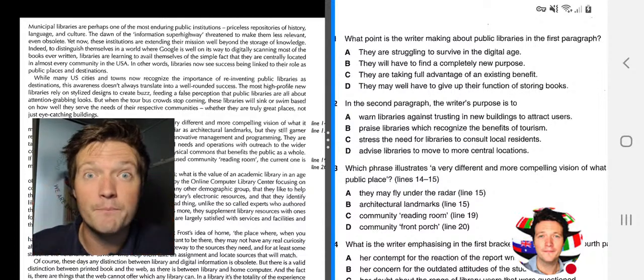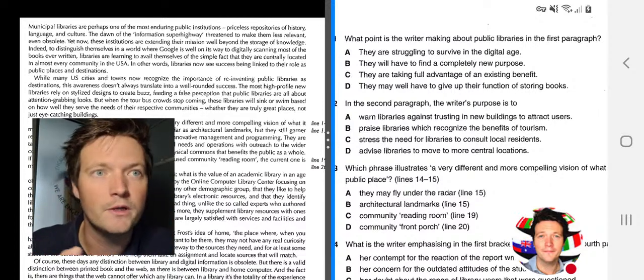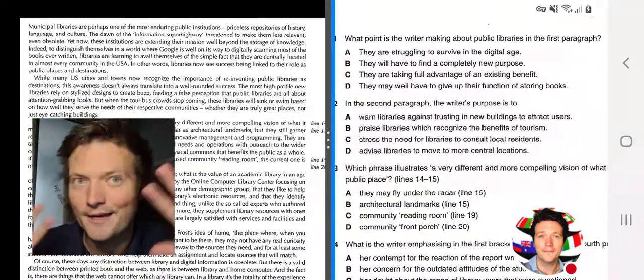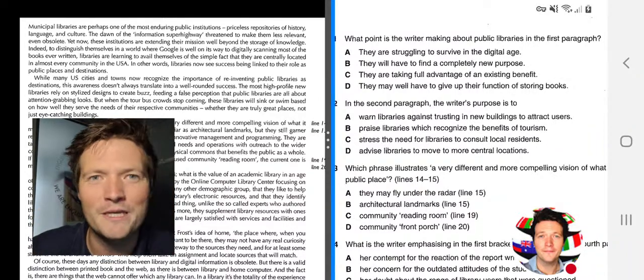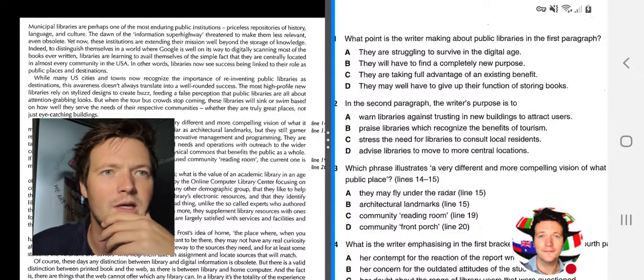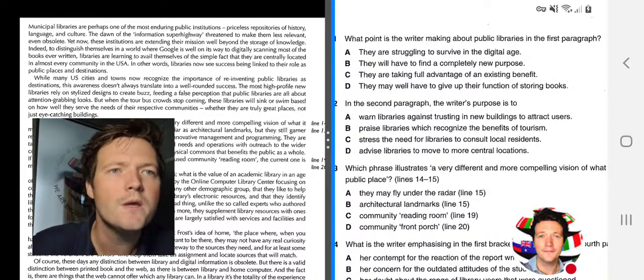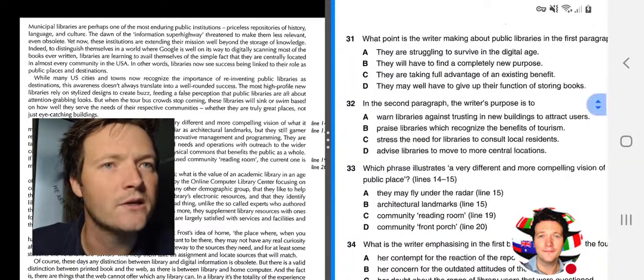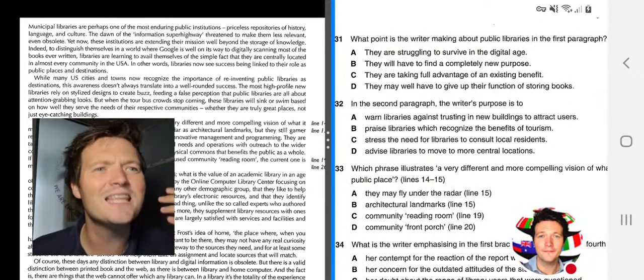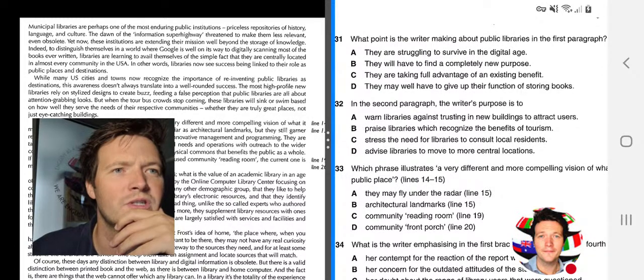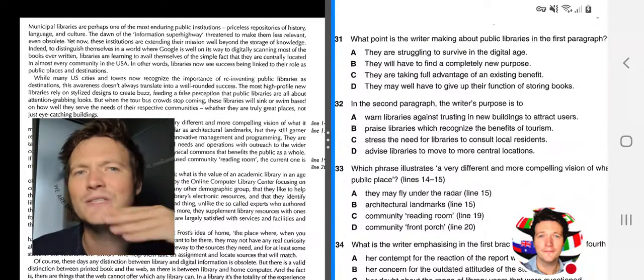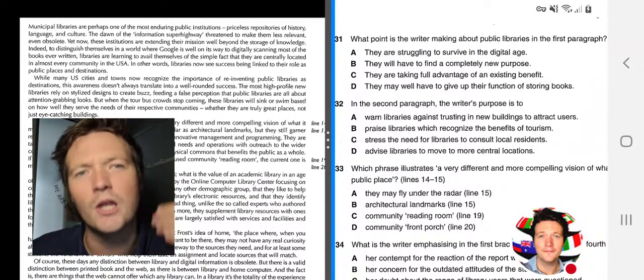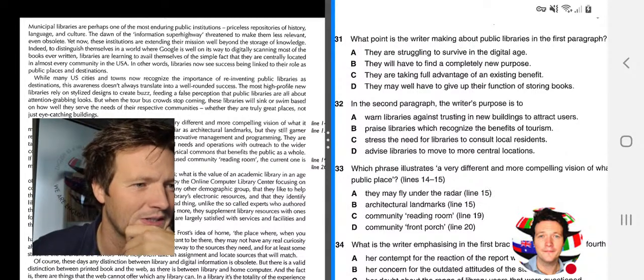By the way, if you've got any problems with the vocab that we're looking at here, or you think I'm getting any of the answers wrong, by all means chime in the chat, comment on this if you've got anything that you need me to clarify or anything that you disagree with me about. But yeah, in the second question, in 32, I think he is warning against trusting in new buildings to attract users, because he thinks that that's not a good long-term solution.